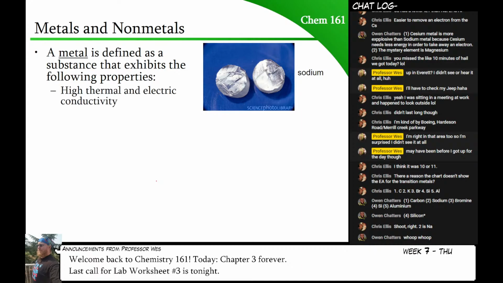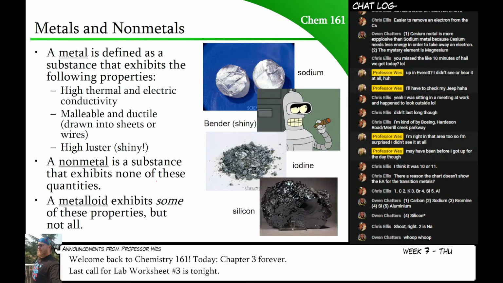Finally, we can split the periodic table into metals and nonmetals. You have seen this slide in 140. It is exactly the same, including Bender. A metal has to have all of these properties. A nonmetal has none of those properties, and a metalloid has some of those properties.